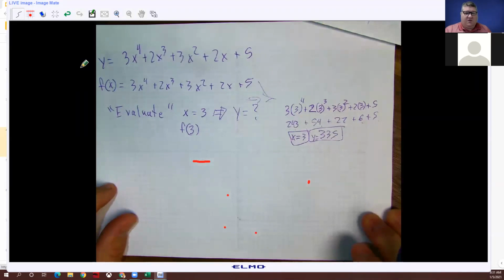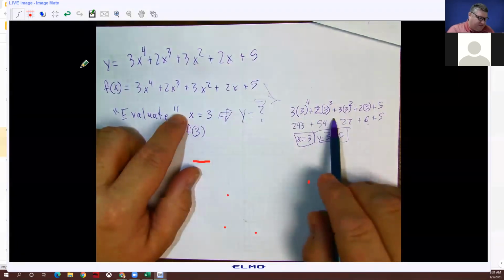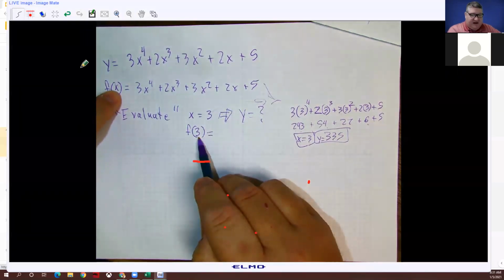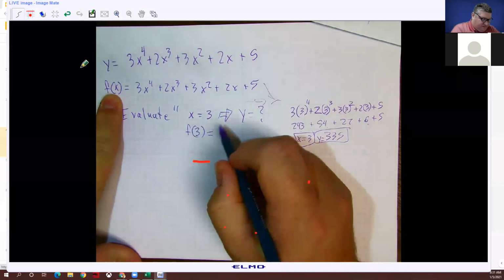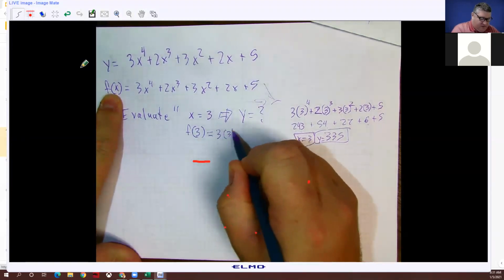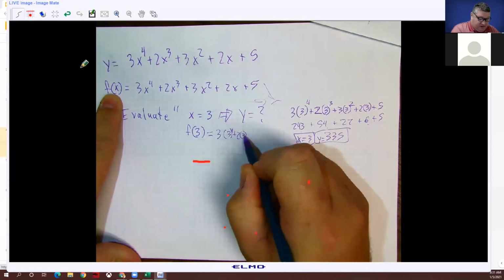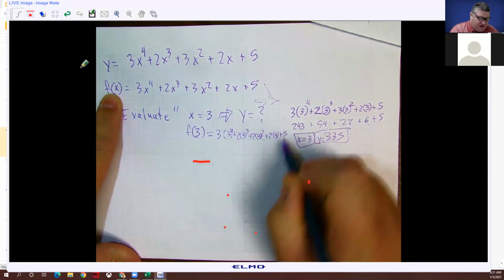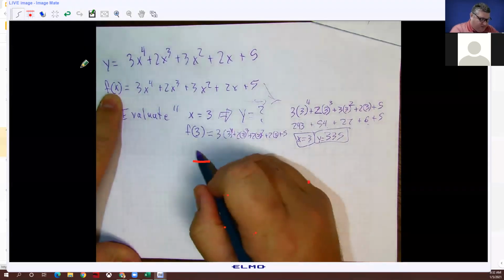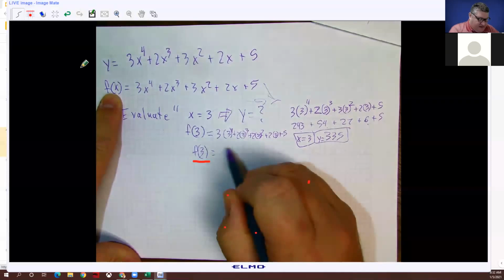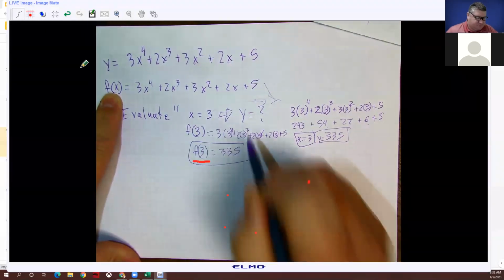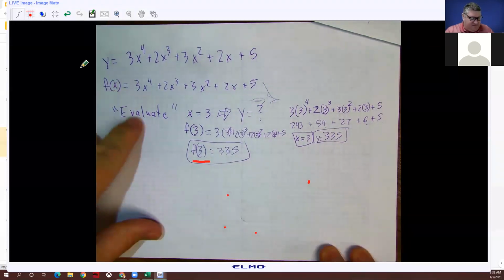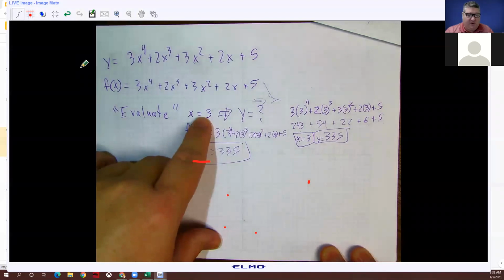Okay, so all I had to do was take 3 and plug it in. Another way to say it is f of 3. That means instead of putting in x's, I put in 3's. So 3 times 3 to the fourth plus 2 times 3 cubed plus 3 times 3 squared plus 2 times 3 plus 5. There you go. And so f of 3 equals 335. That's a polynomial, and that's evaluating a polynomial at a point.